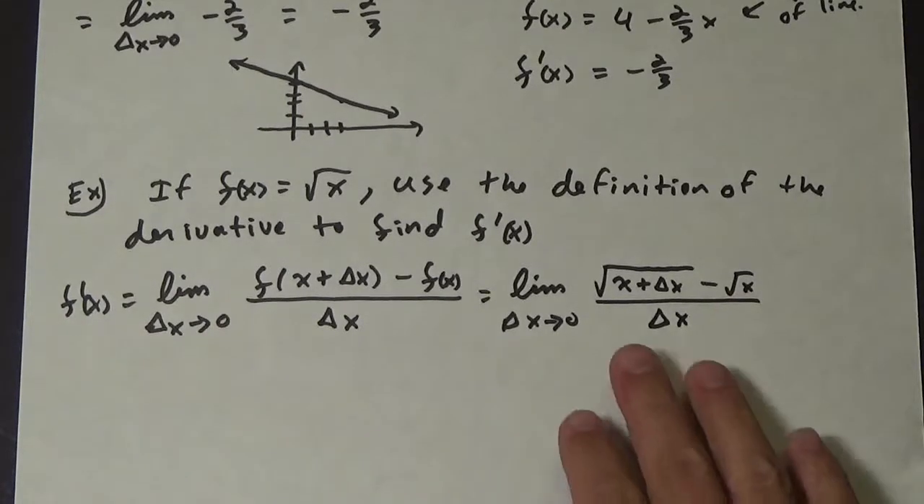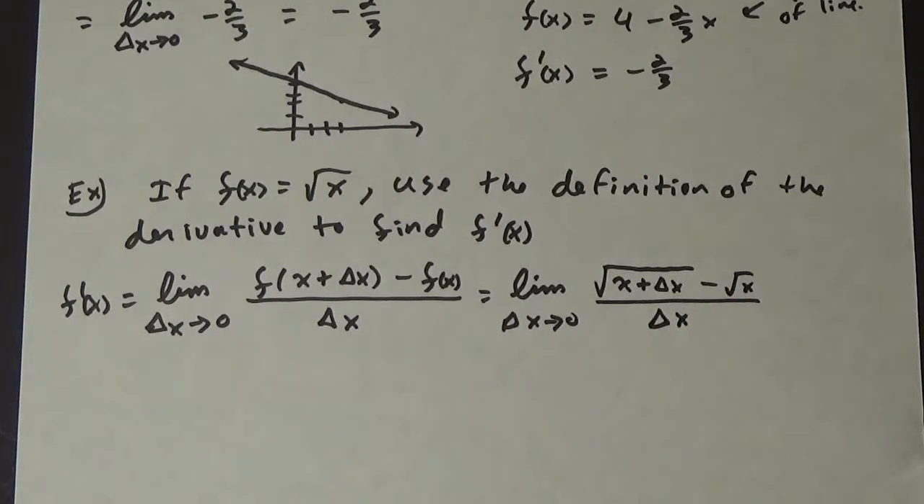Okay, so we need to evaluate this limit. Now in this case, we don't have any way to distribute and see if things cancel out. But back when we studied limits, we did have a technique that works very well for this. And that was to create and then cancel a common factor. Now in order to create and then cancel a common factor, we're going to have to multiply this by the conjugate.